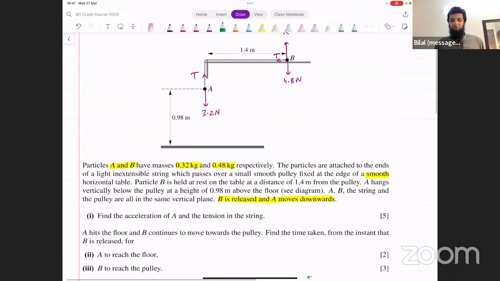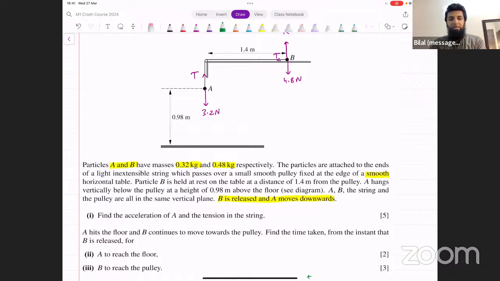How much time does it take for B to reach the pulley? Now think about it. When A hits the floor, the string is no longer going to be taut. Remember the difference between a taut string and a string that is slack. A string that is taut means the string is straight, basically, right? That means there's going to be tension in that string. When the string is slack, it looks like this, for instance, right?